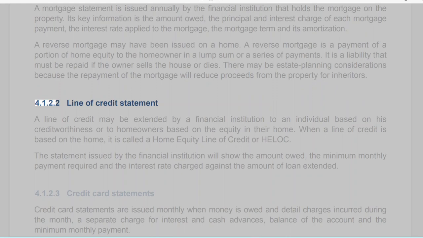4.1.2.2 Line of Credit Statement. A line of credit may be extended by a financial institution to an individual based on his creditworthiness, or to homeowners based on the equity in their home. When a line of credit is based on the home, it is called a home equity line of credit, or HELOC. The statement issued by the financial institution will show the amount owed, the minimum monthly payment required, and the interest rate charged against the amount of loan extended.